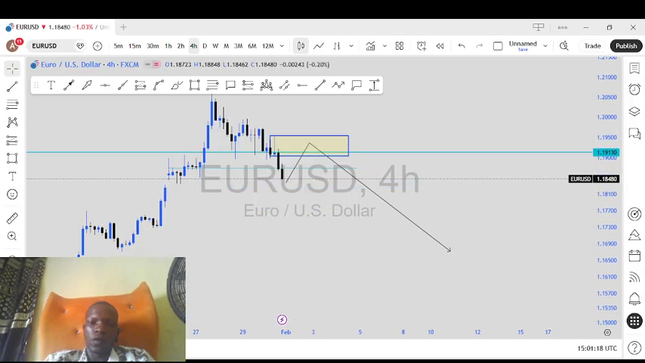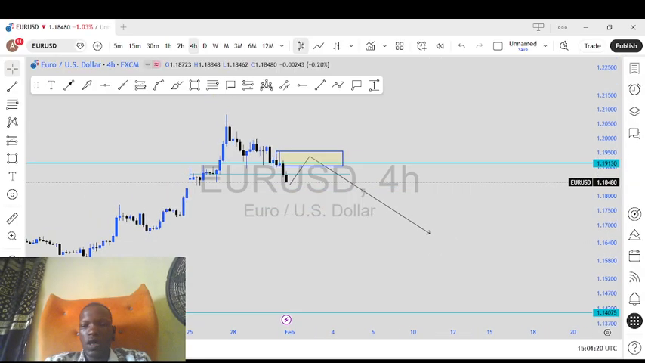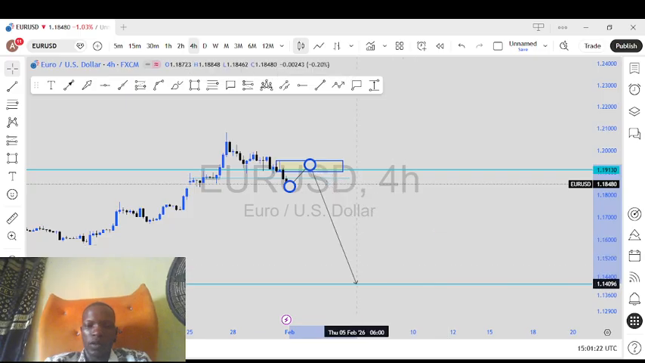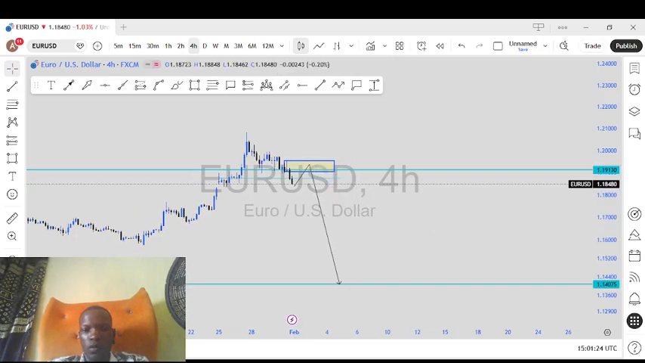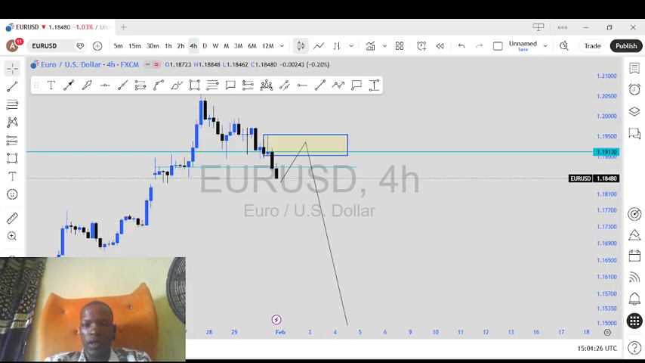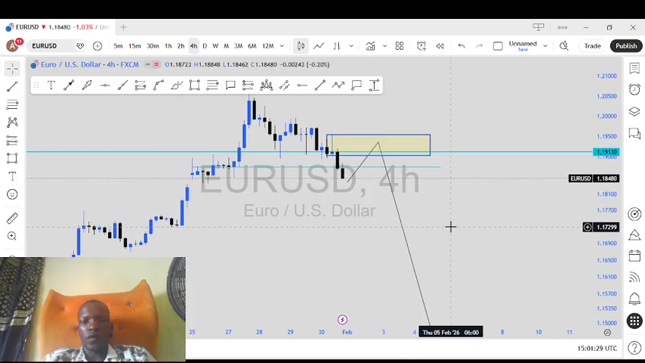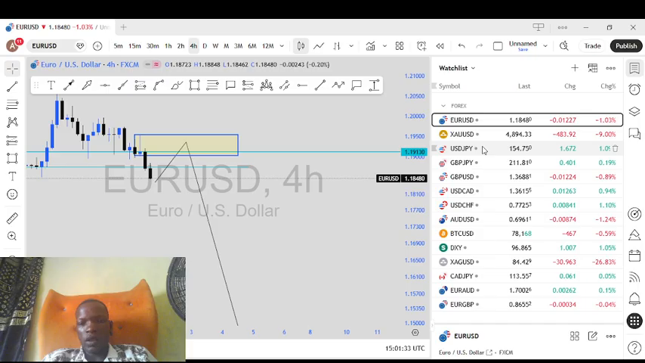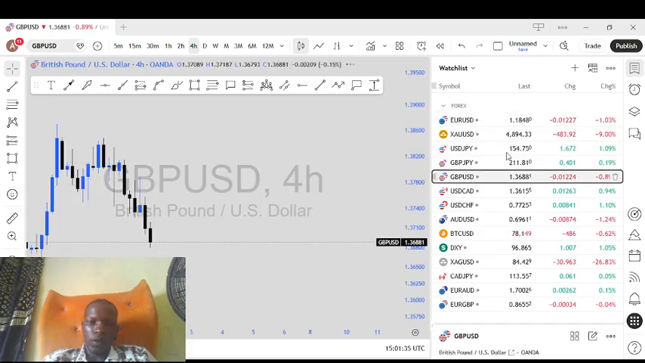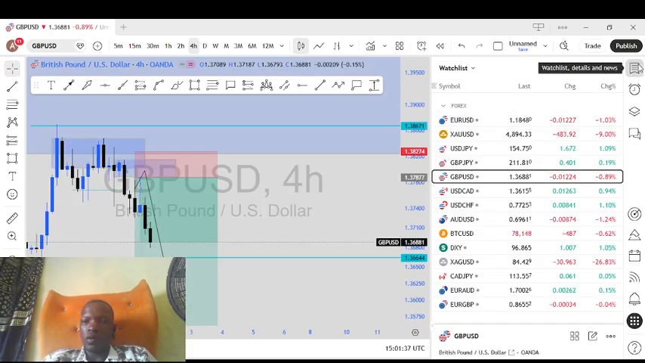We stop from 4 hours. Then where are we expecting our TP to be here? So let's put it like that and wait for the confirmation. Then let's check GBPUSD. GBPUSD is almost the same.